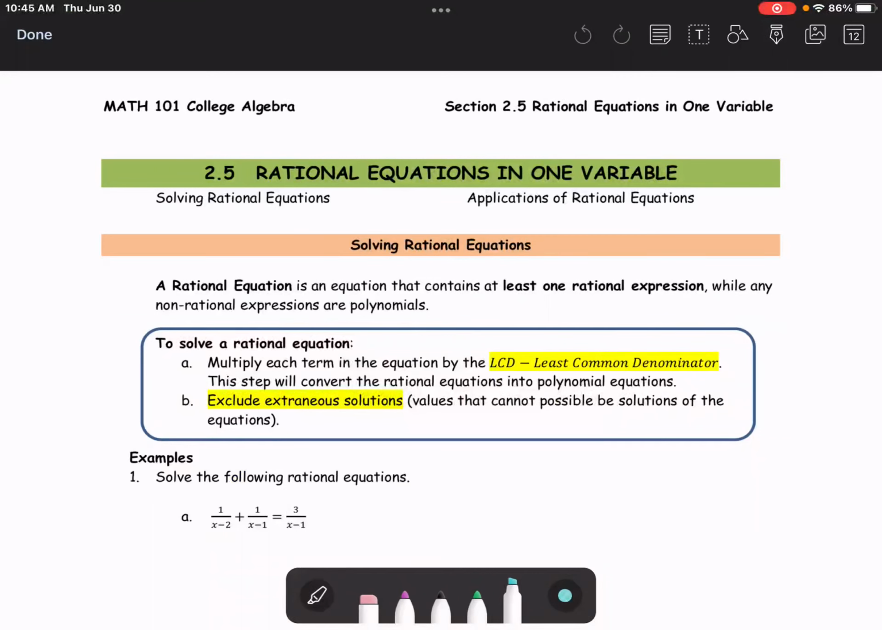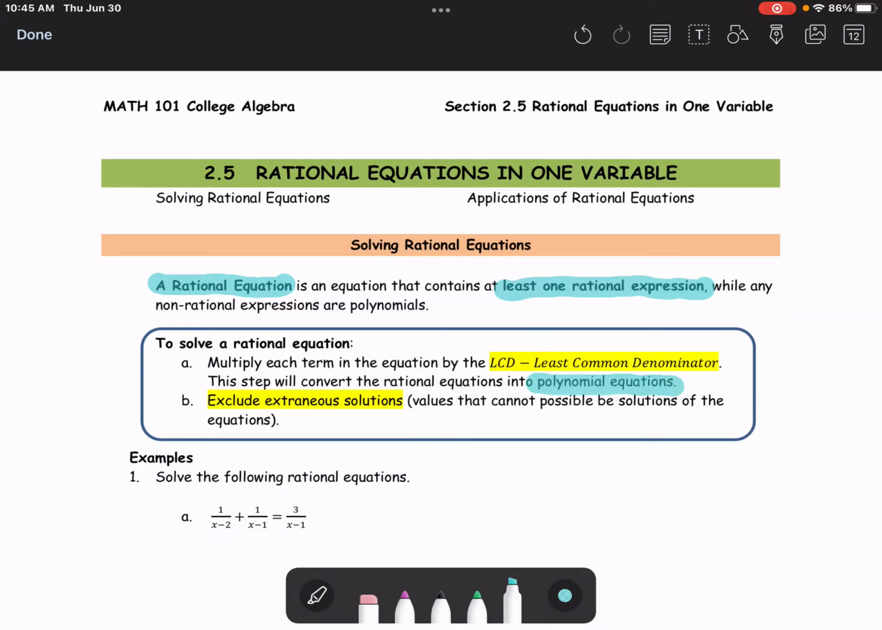In this section, we are going to solve the rational equations and look at the applications. A rational equation is an equation that contains at least one rational expression, while any non-rational expressions are polynomials. To solve this kind of equation, the first step is to multiply each term in the equation by the LCD, or the least common denominator. This step will convert the rational equation into a polynomial equation.